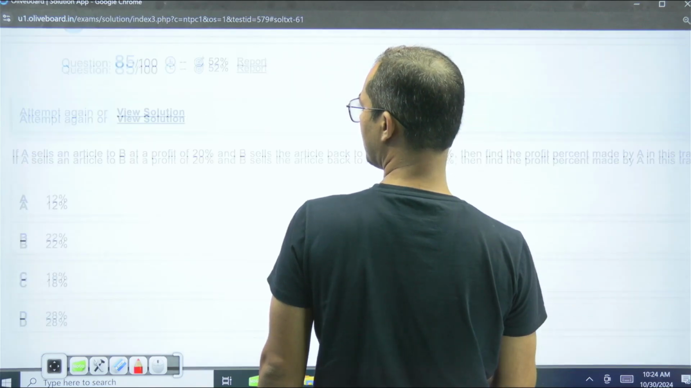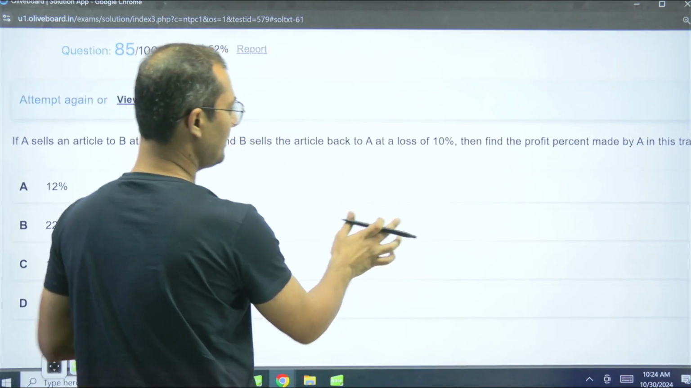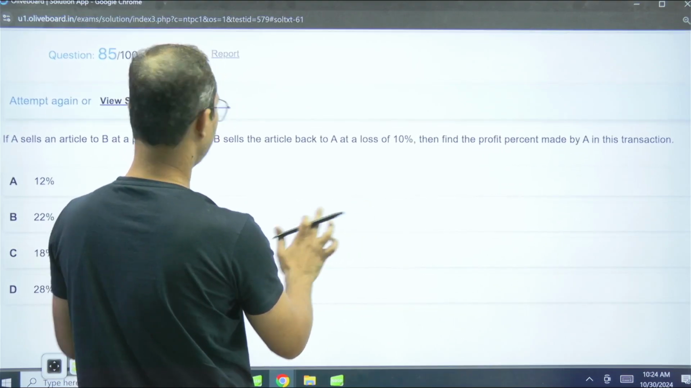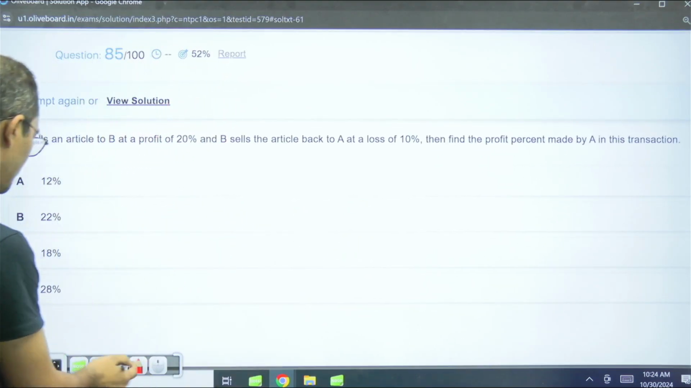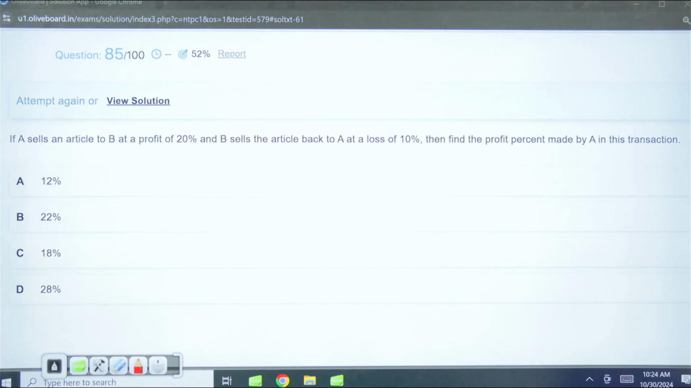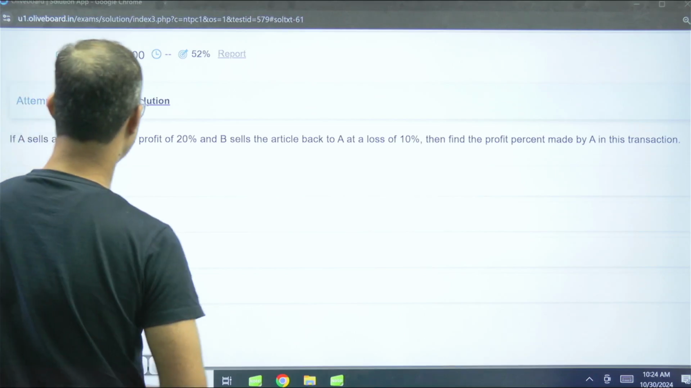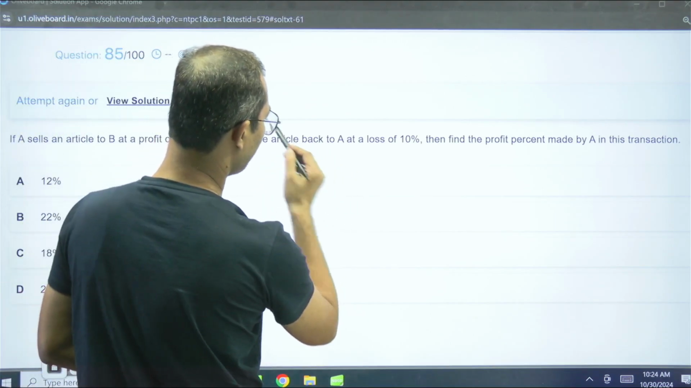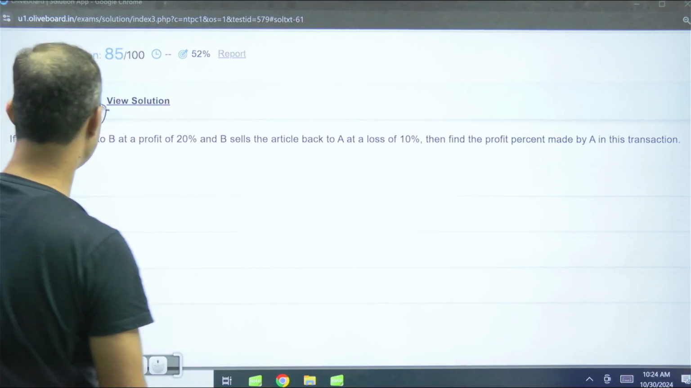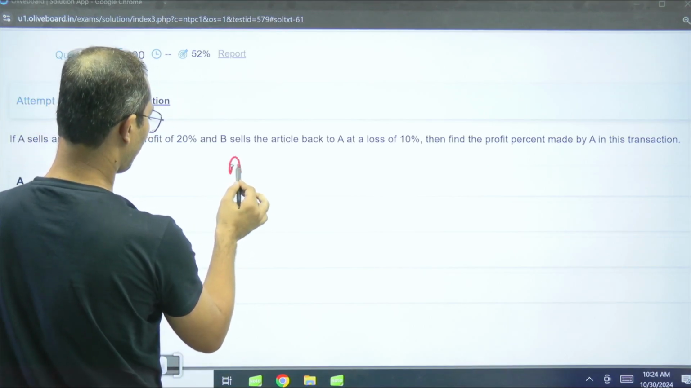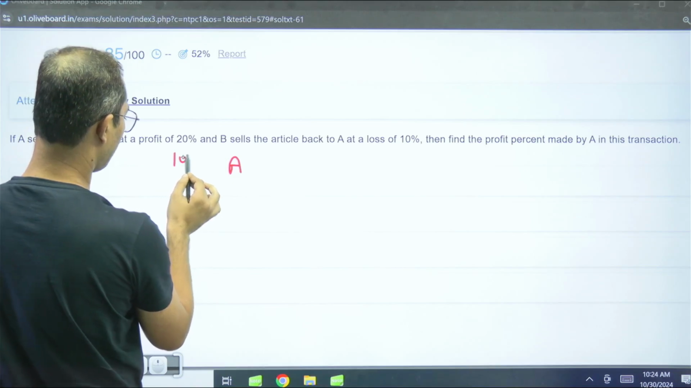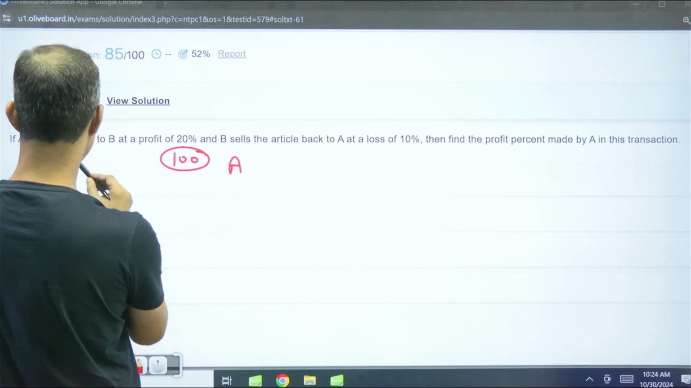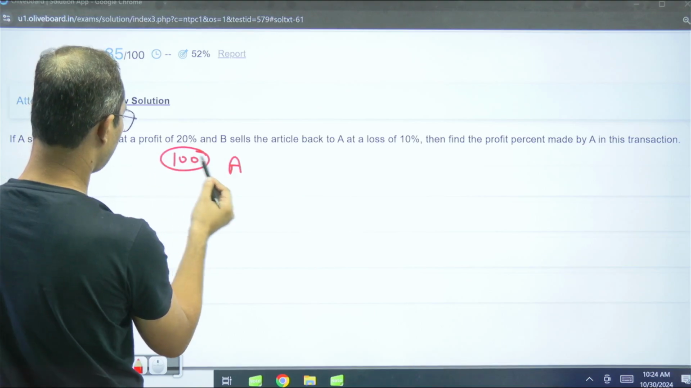Tell me what is the answer for this question. The question is saying: if A sells an article to B at a profit of 20% and B sells the article back to A at a loss of 10%. It means A is selling an article, right? Suppose the cost price of the article is 100. So A is selling the article for 120 rupees.